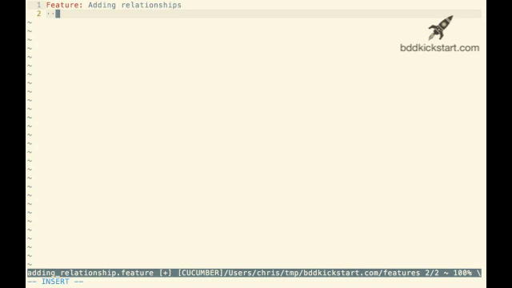The next part of the feature is the preamble proper, and what most people describe as a story. These are normally written like this. As a particular role in the system, I want a particular feature so that I can have a particular benefit. Let's consider the role first. Who is the person who is going to be using this feature? What are they going to be using it for?